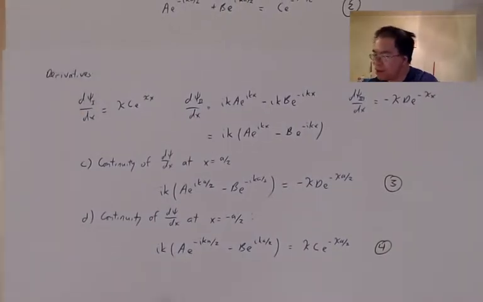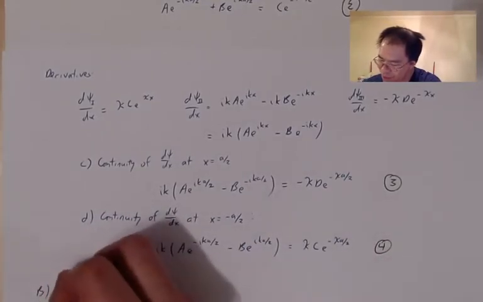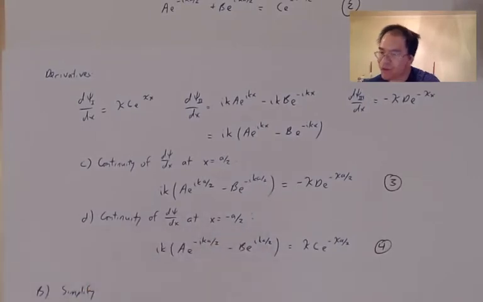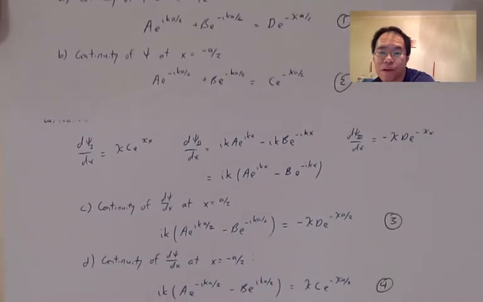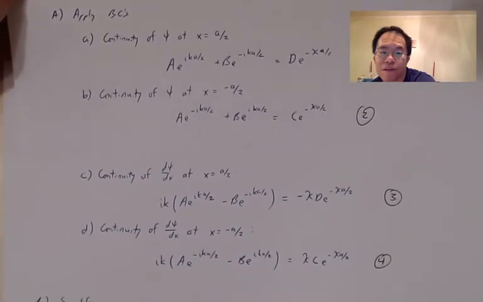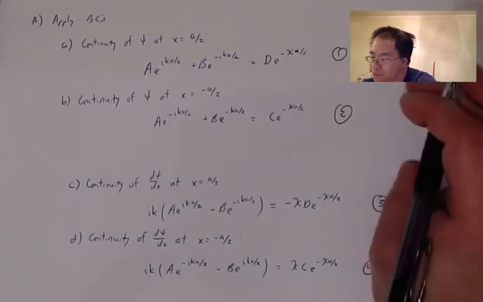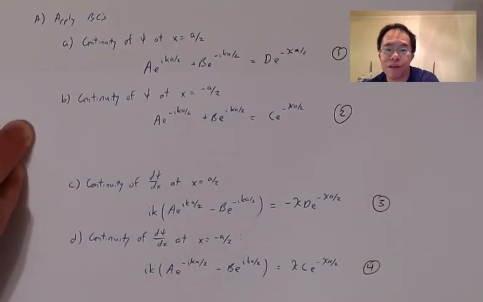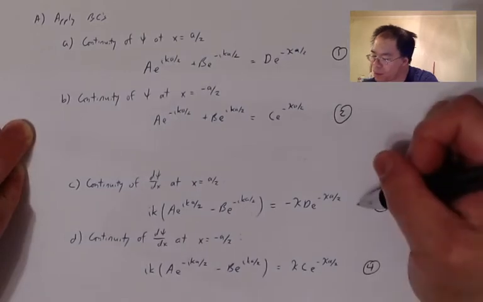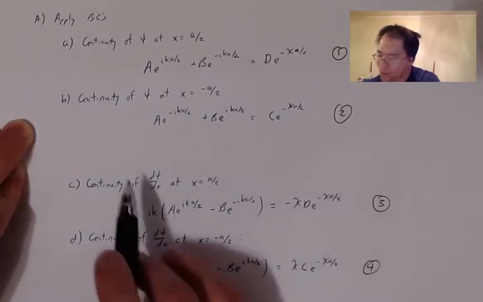So our next step, B, let's call this simplify. We want to reduce the number of unknowns we have. So you can see all four of these numbered equations. Notice that they have a pretty similar form. 1 and 3 both have A, B, and D in them, and similarly, 2 and 4 both have A, B, and C.